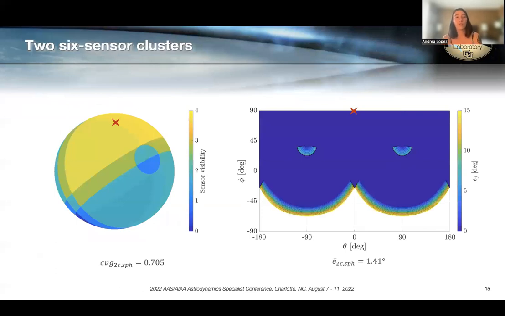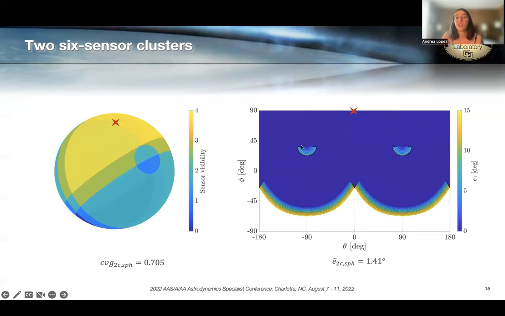This is for the case of 2 clusters of 6 sensors. So the preferred direction is marked with the X, and here on the left we have a unit sphere around the spacecraft that marks how many sensors would view a target that is in that particular heading. So for the nominal direction, we have 4 sensor visibility, so fully determined.